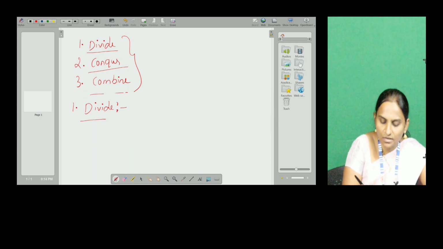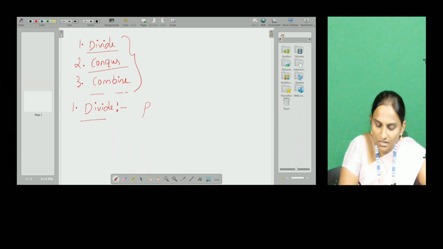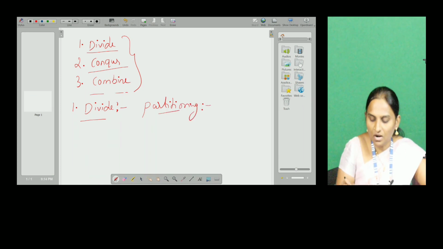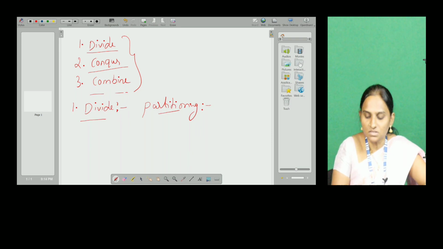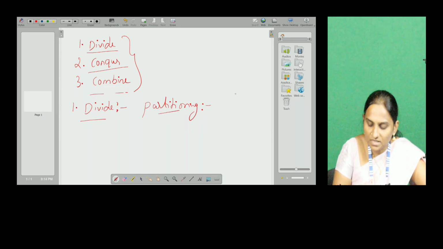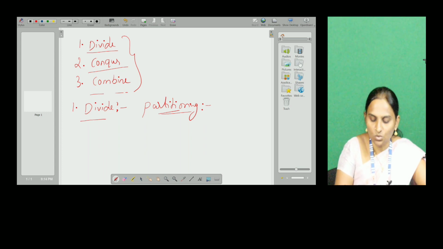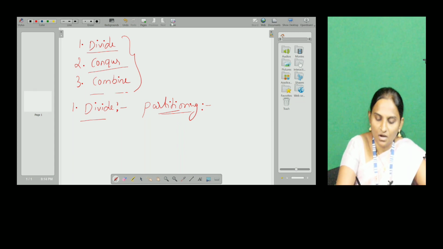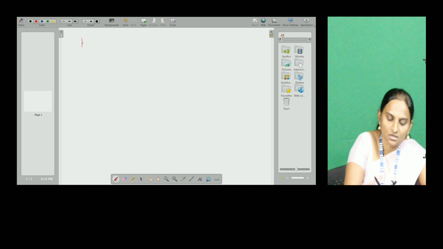In QuickSort, divide is also called partitioning. So what is partitioning? Partitioning means the total list of elements is divided into sublists. That is called partitioning. So how do we do the partitioning, or divide, in QuickSort?